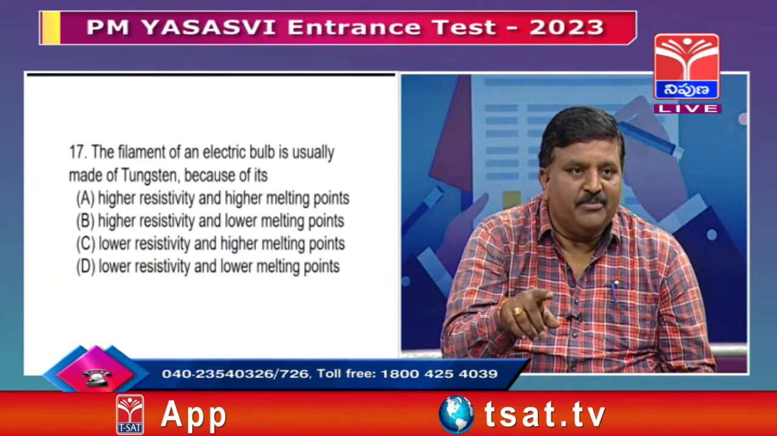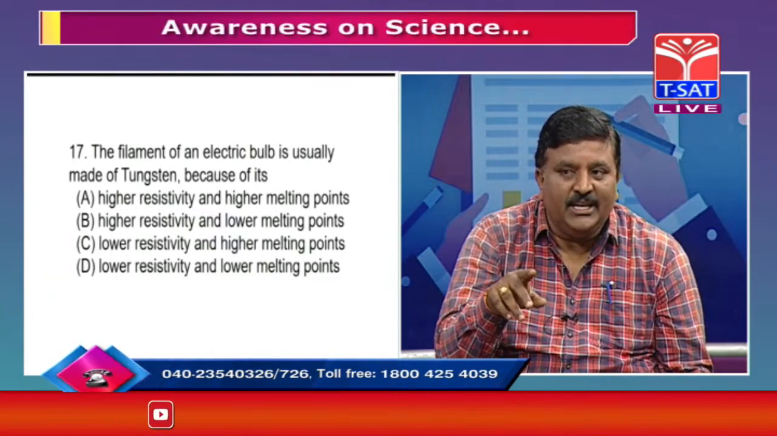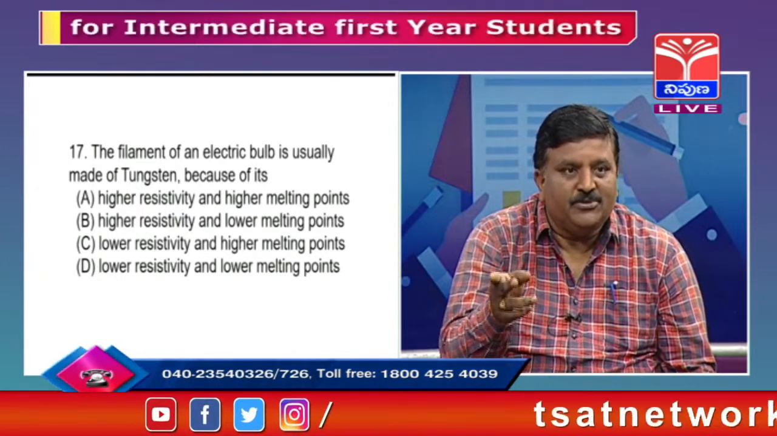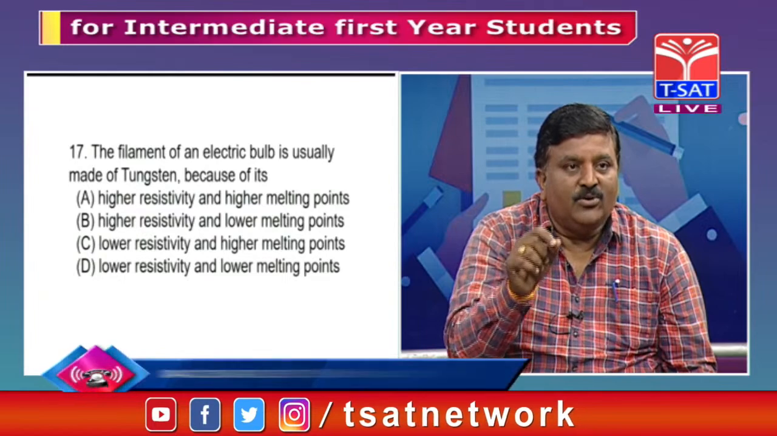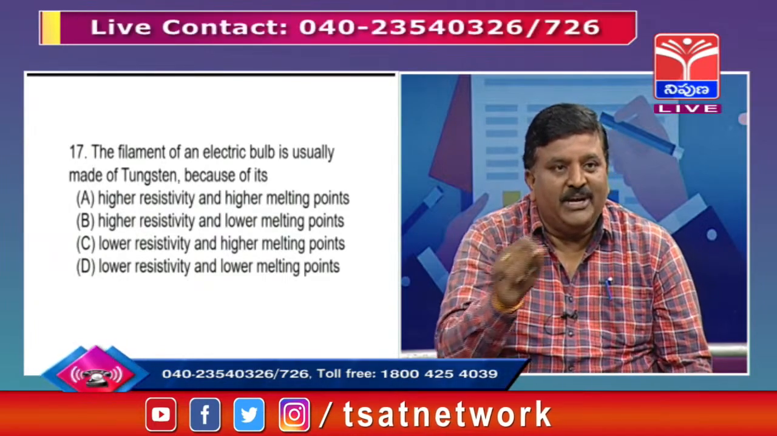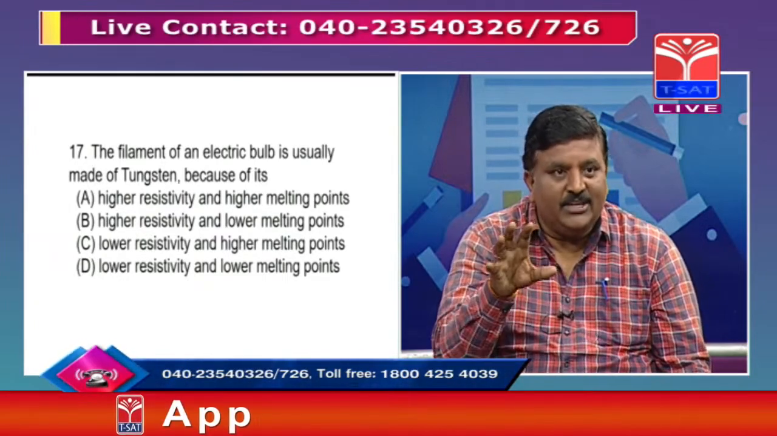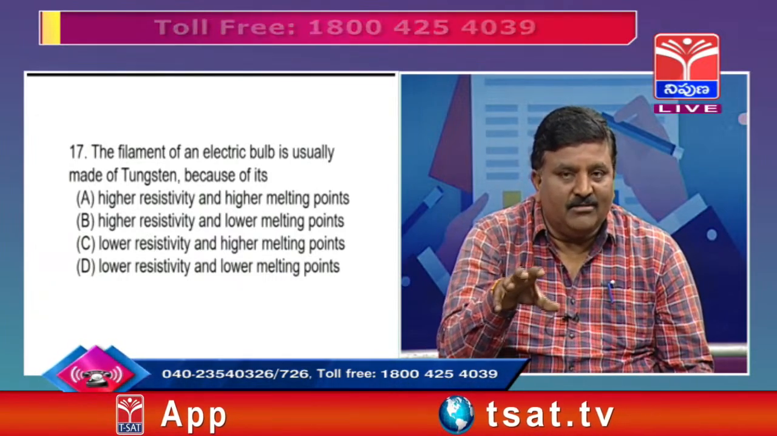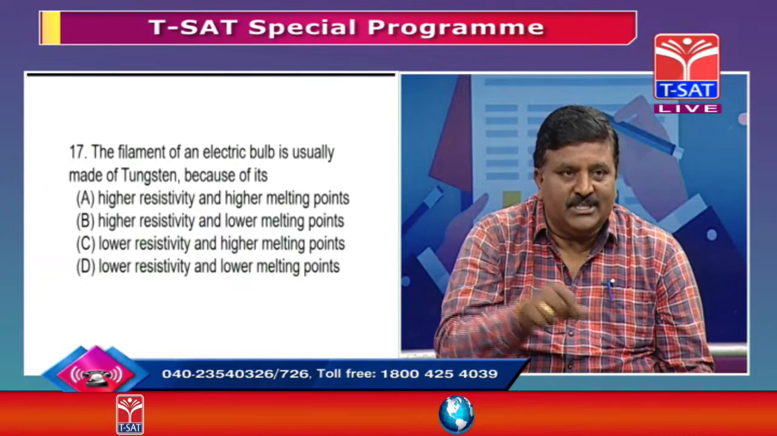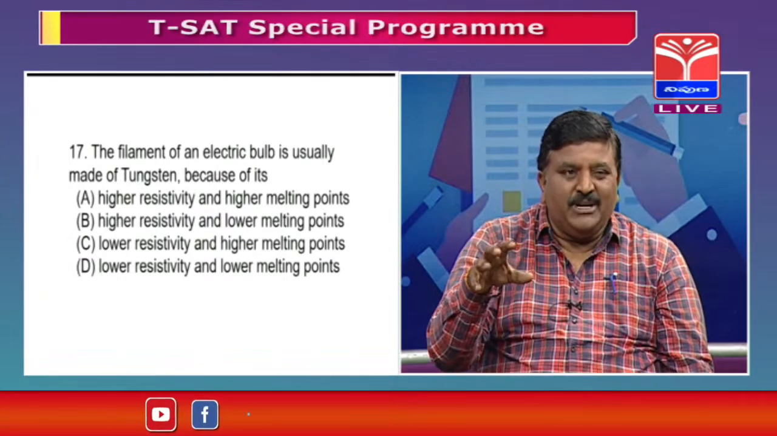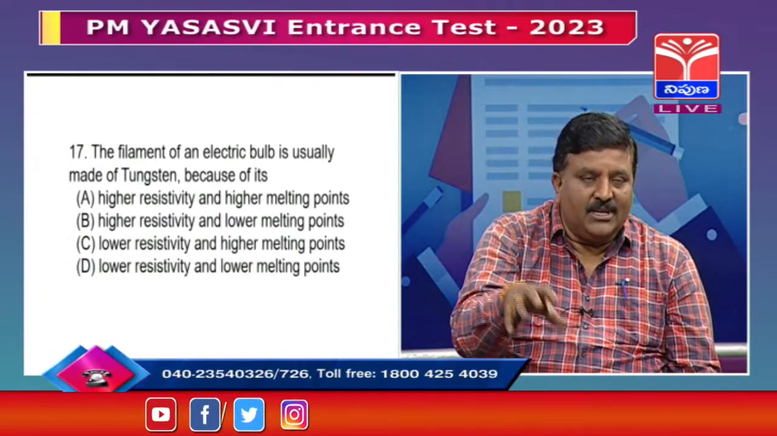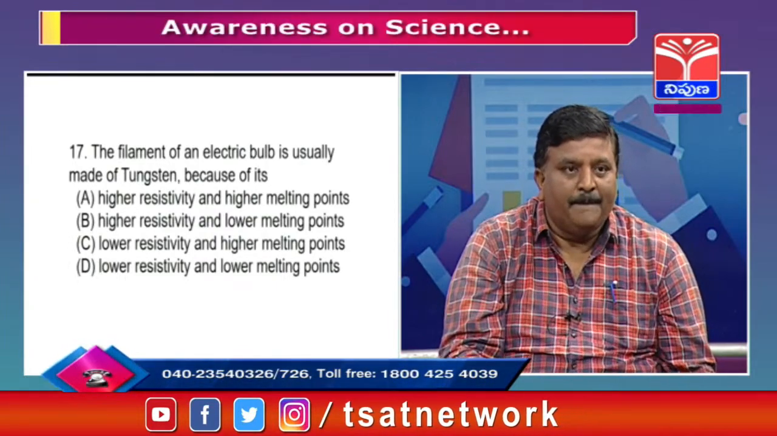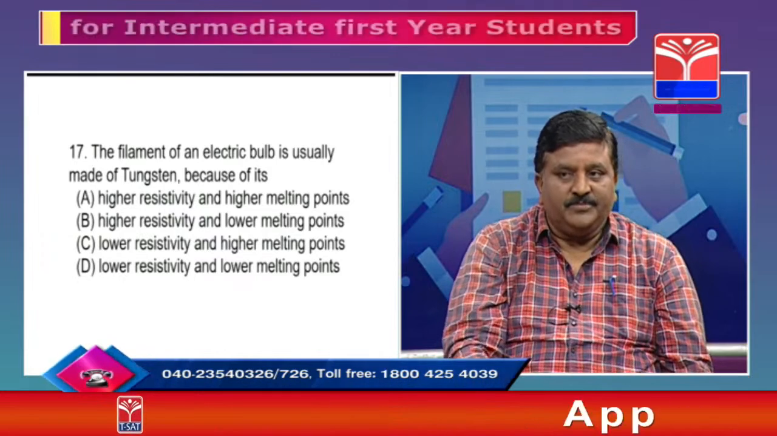So that's why fuse is different, it is entirely reversed. In a filament we are using high resistivity and higher melting point tungsten, and as a fuse we are using low resistivity and low melting point material. So they need to understand what is a fuse and what is a filament, the fundamental characteristics and properties. That's why tungsten is selected as the filament, because of its nature.